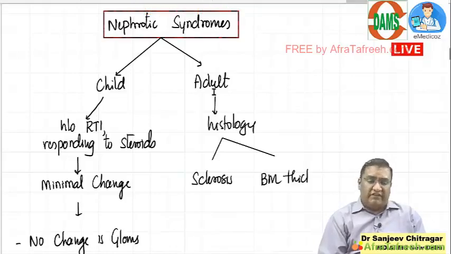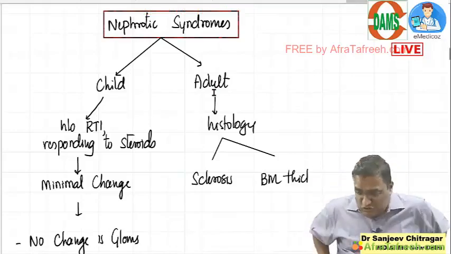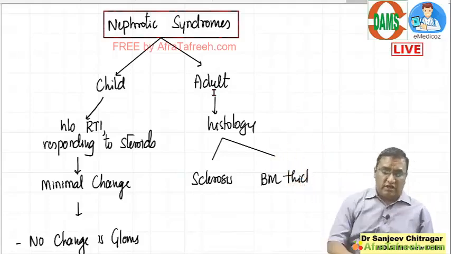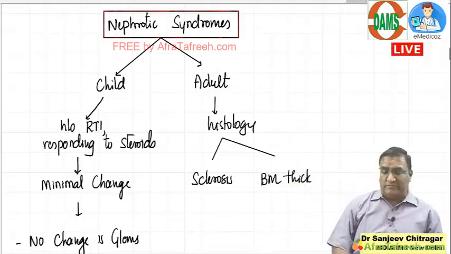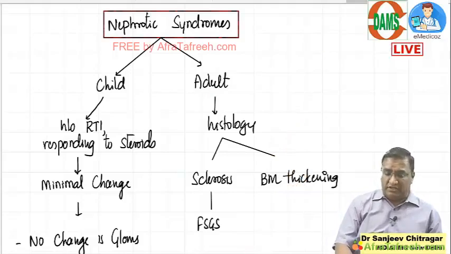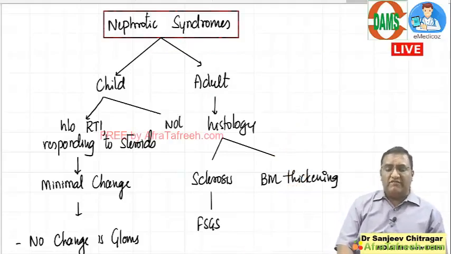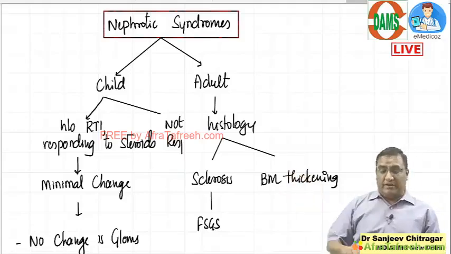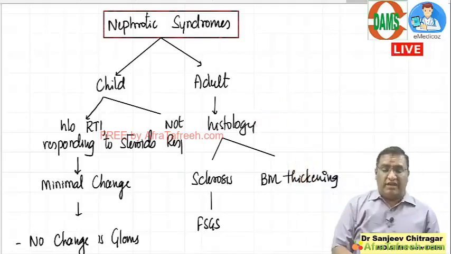On the other side, if it is an adult, then we'll not make a diagnosis of minimal change. Then we'll look at histology. Histology, if it is showing sclerosis or it is showing basement membrane thickening. If it is showing sclerosis, suspect FSGS. If it is showing basement membrane thickening, then we'll discuss something else. That will be MGN.